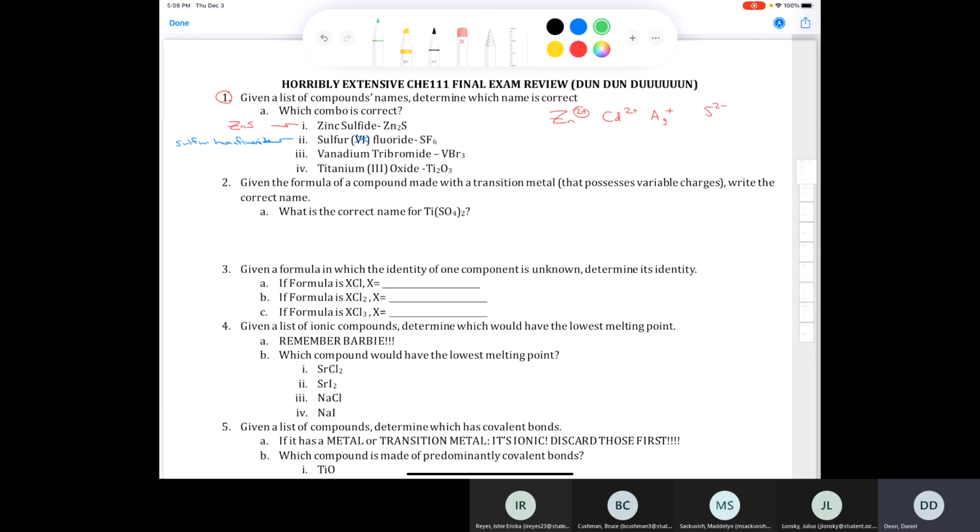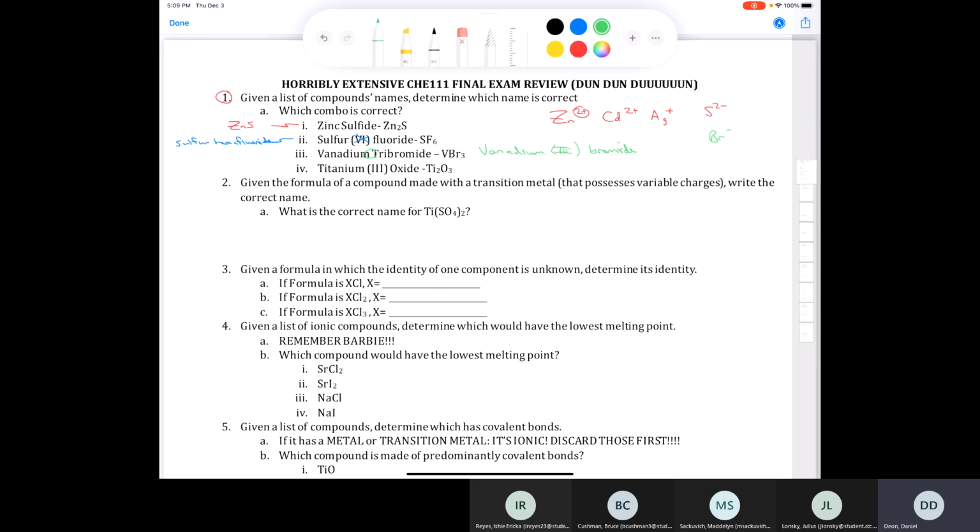There we go. The next one, vanadium tribromide. I see a problem with this one because vanadium is a transition metal, and so for this, you do have to use the stock naming system. Now, bromide is always Br-, and you have 3 of them. So this compound would be vanadium 3 bromide, okay?